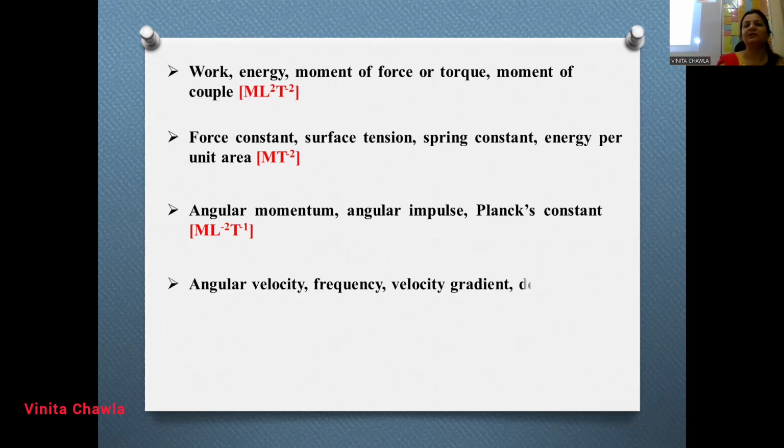Angular velocity, frequency, velocity gradient, decay constant, rate of disintegration, they have the same dimension, T minus 1.